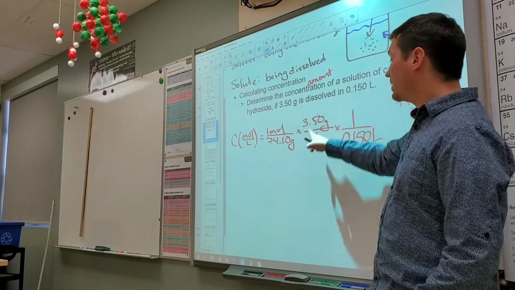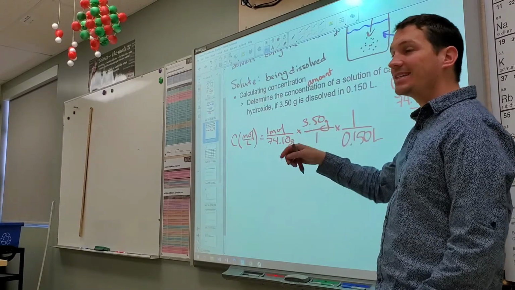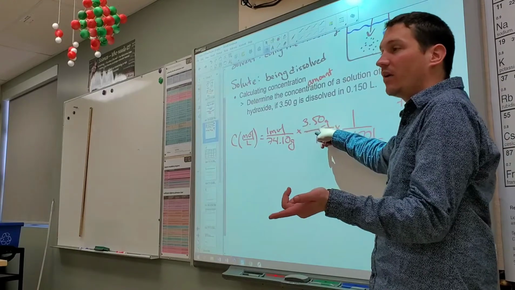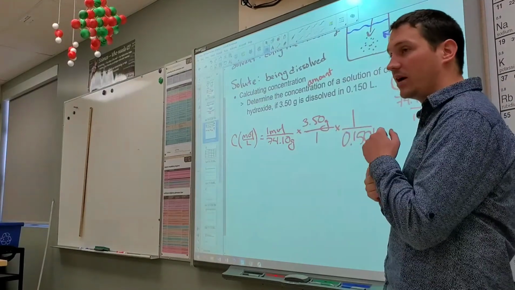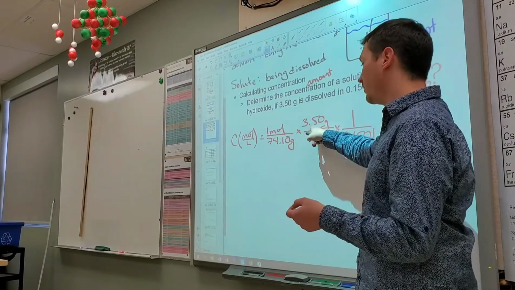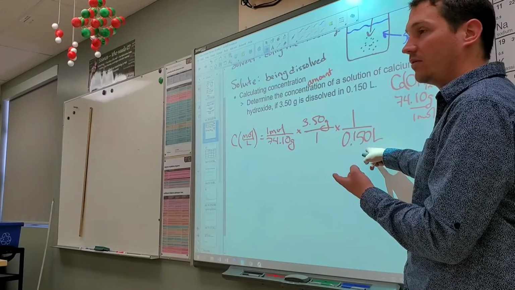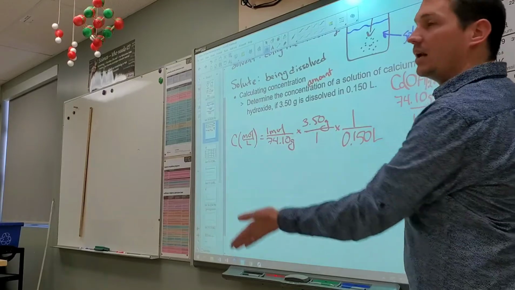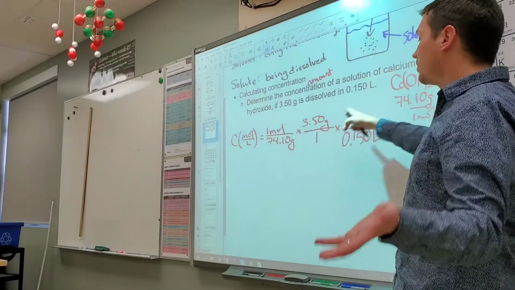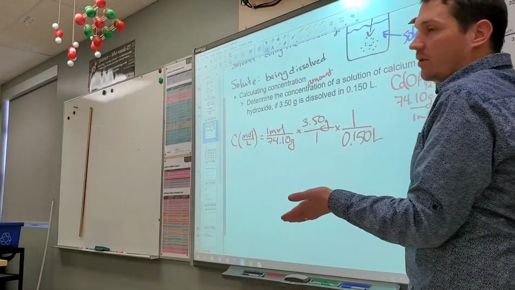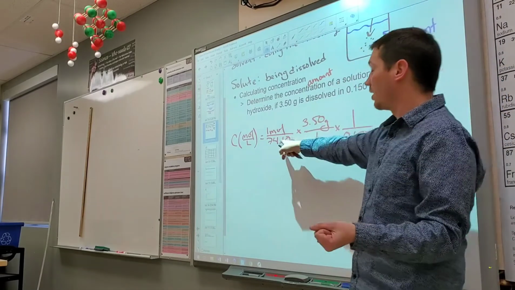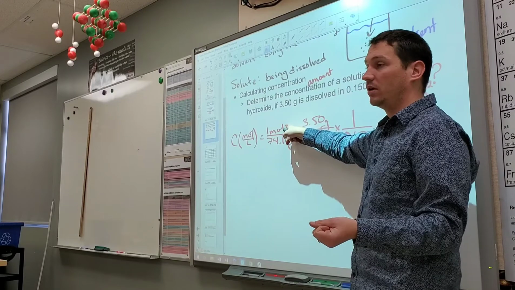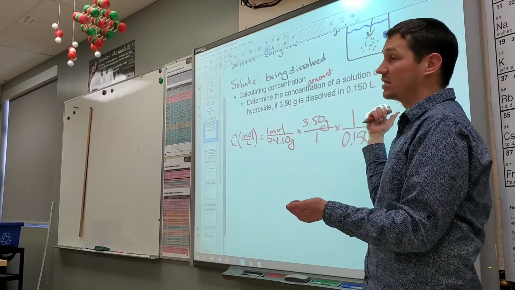Is the 3.5 grams dependent on this volume? Was it always 3.5 grams in 0.15 liters? Every time I add 3.5 grams, is it always to 0.15 liters? No. I'm trying to show you that these are 2 independent numbers. They just happen to be 3.5 grams and they happen to be 0.15 liters, right? But here, is this always going to be 74.10 grams per mole? Well, for this substance it is, right?